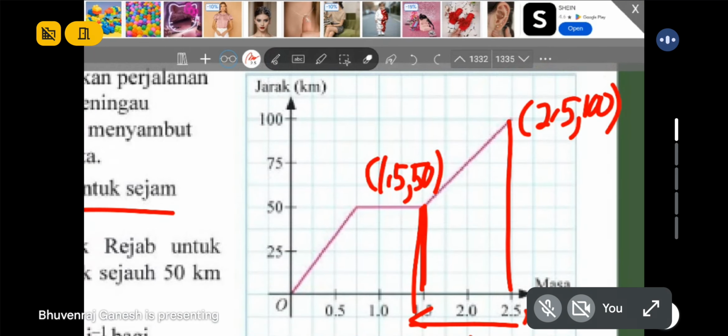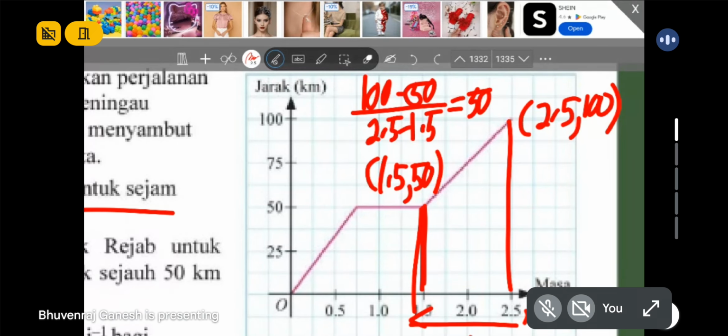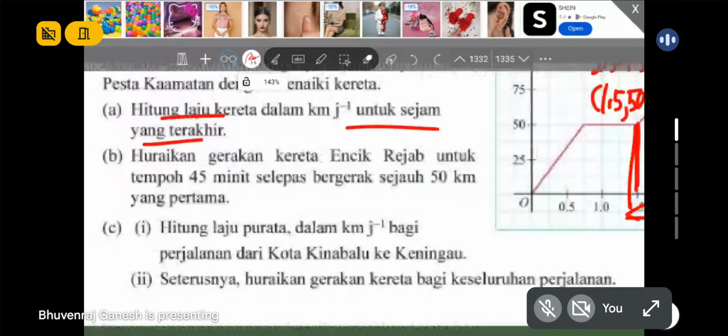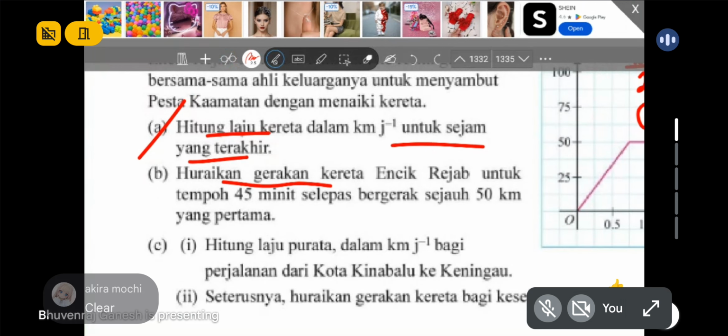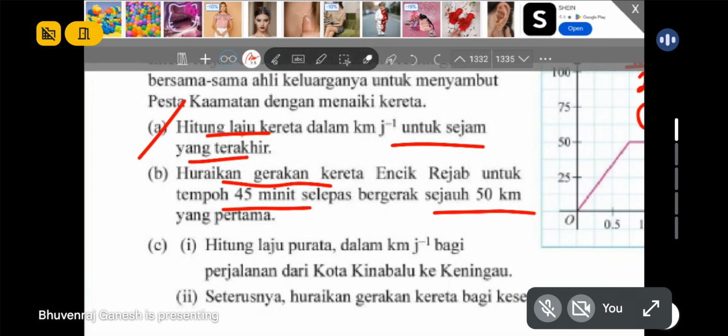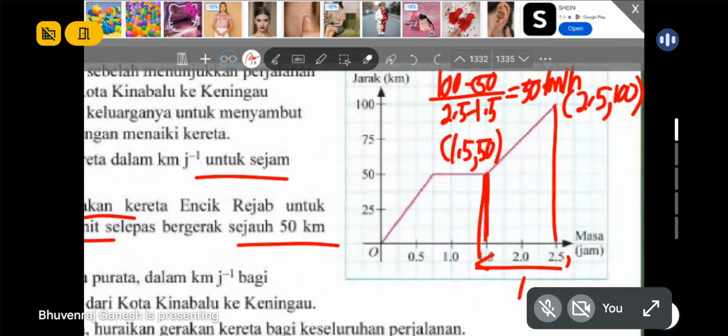Okay, so you guys should get 100 minus 50 over 2.5 minus 1.5. Just use the formula for gradient. So jawapan dia 50 km per hour. Okay, 50 kilometers per hour. Clear, guys? Part A. Okay, next one. Part B. They ask you guys to describe the motion for 45 minutes after moving the first 50 km.